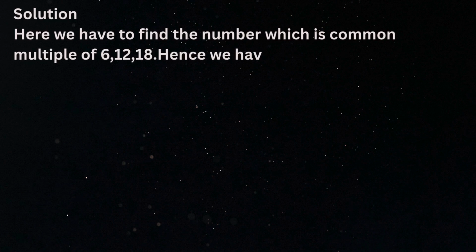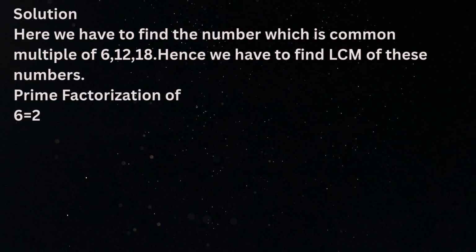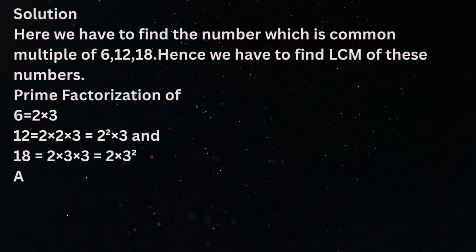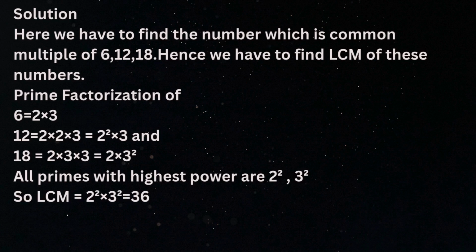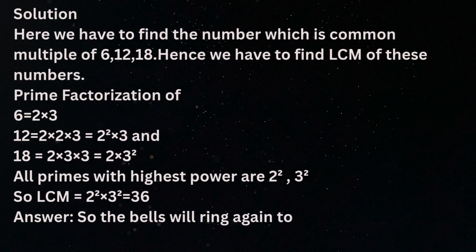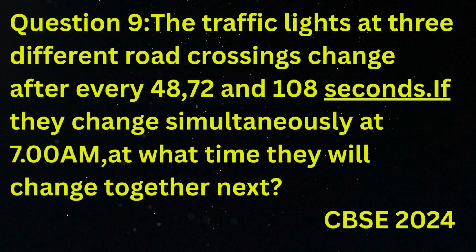Prime factorization of 6 equals 2 times 3. 12 equals 2 times 2 times 3 equals 2 superscript 2 times 3, and 18 is equal to 2 times 3 times 3 equals 2 times 3 superscript 2. All primes with highest power are 2 superscript 2, 3 superscript 2. So LCM equals 2 superscript 2 times 3 superscript 2 equals 36. Answer. So the bells will ring again together after 36 minutes, i.e. at 6:36 a.m.